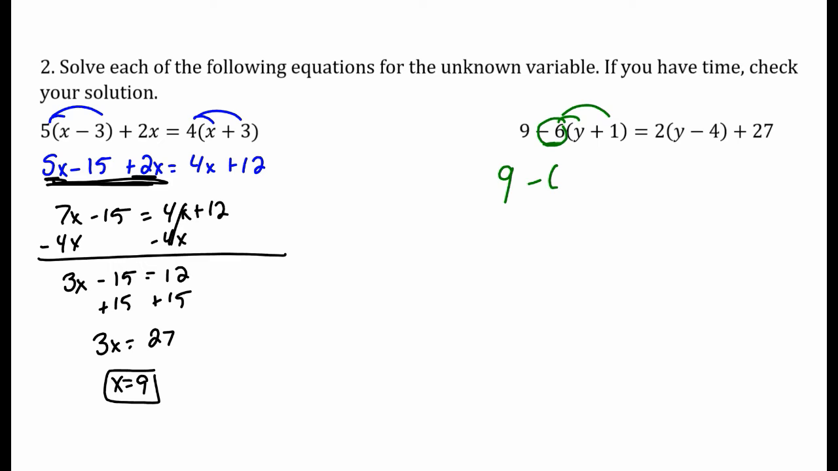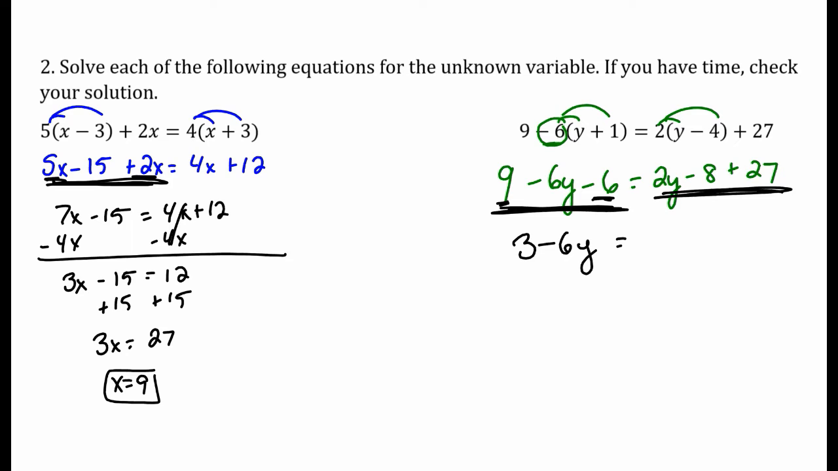So 9 minus 6y minus 6, applying the distributive property times negative 6 times negative 6. Apply the distributive property again. Okay, I applied the distributive property, but now I got to clean up. So let's focus on this side of the equation here. What are my like terms? I have 9 and a negative 6. 9 minus 6 gives me 3.